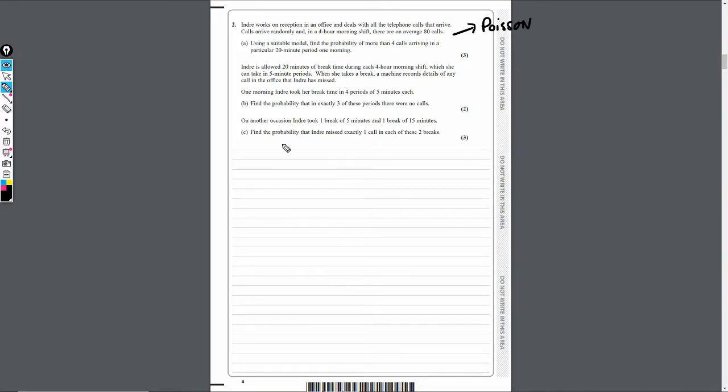So for part A, it just says using a suitable model, find the probability of more than 4 calls arriving in a particular 20-minute period one morning. So we're told in a 4-hour shift, there's on average 80 calls. So this is just a reception, and then there's calls coming through. So in 4 hours, 80 calls. Well, we need to know for a 20-minute period. So we've got to adjust this now. Okay. So for 20 minutes.